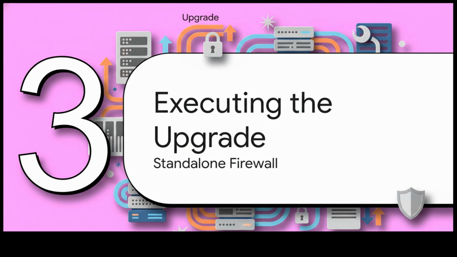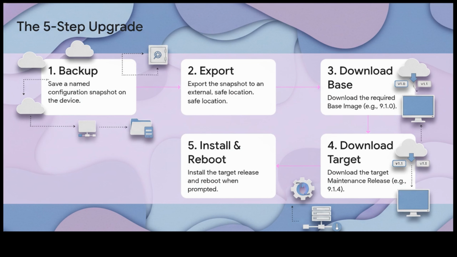Okay, with all our prep work done, we're ready for the main event. Part 3, executing the core upgrade. Let's walk through the actual steps for a standalone firewall. And you'll see, since we did our homework, this part is actually surprisingly straightforward. Here we go, 5 simple steps. 1, save a named configuration snapshot. 2, export that snapshot somewhere safe.